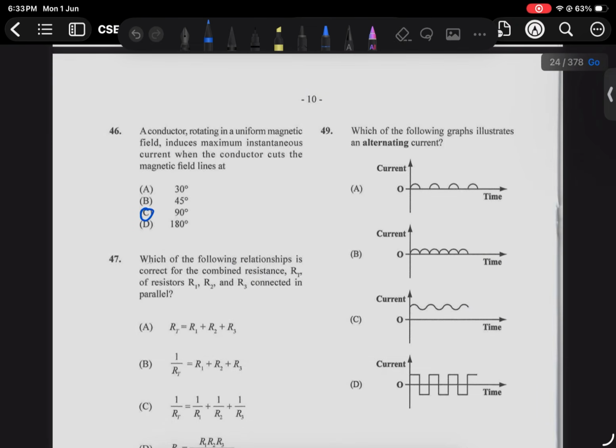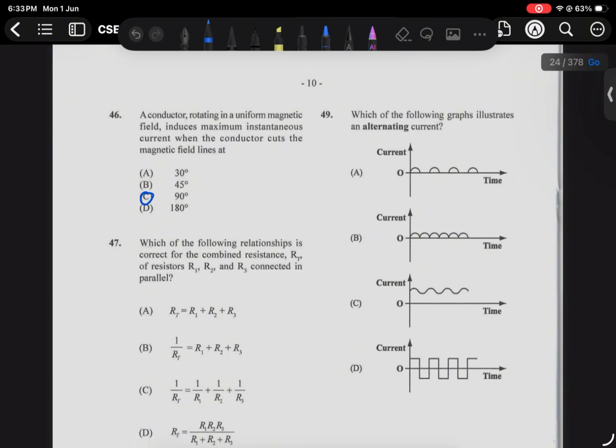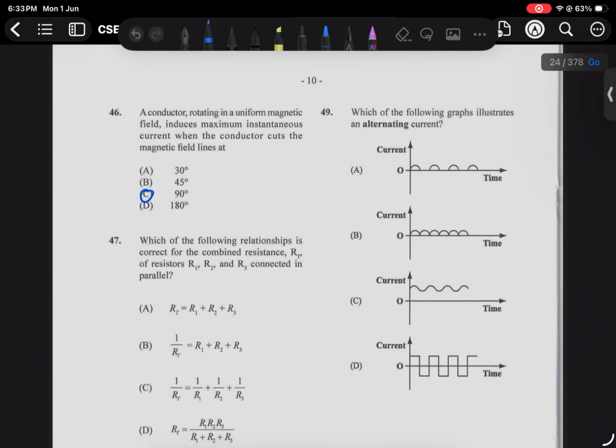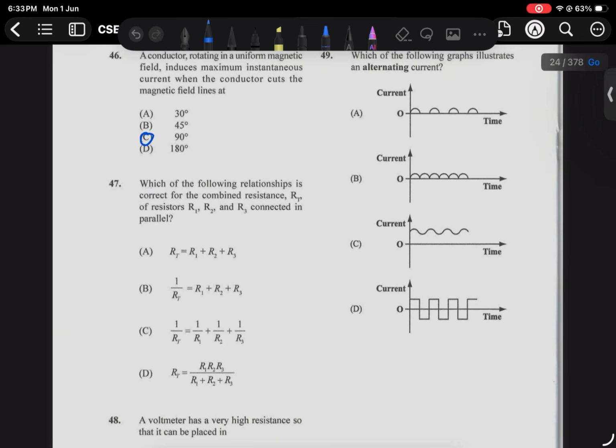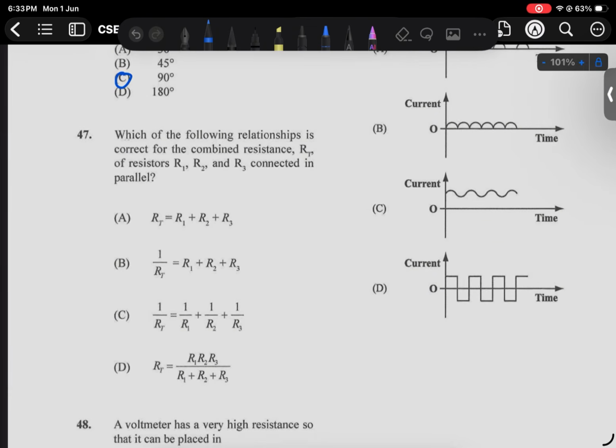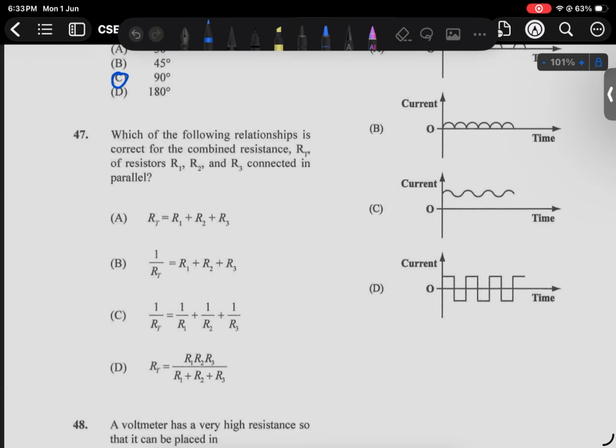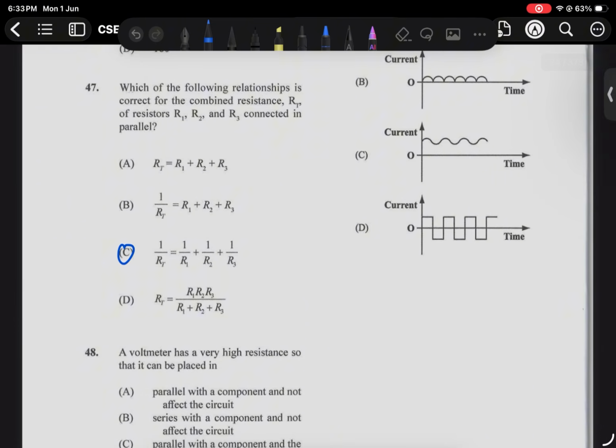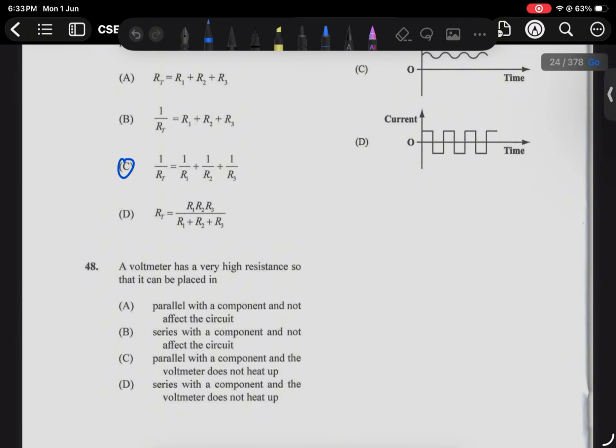Which of the following relationships is correct for the combined resistance R of resistors R1, R2, R3 connected in parallel? Okay, so when they're connected in parallel, we know it's the inverse. So 1 over R total is equal to 1 over all the resistances.